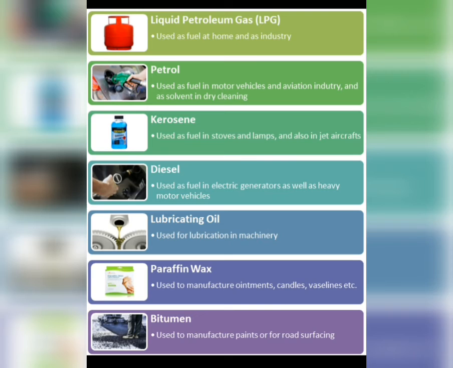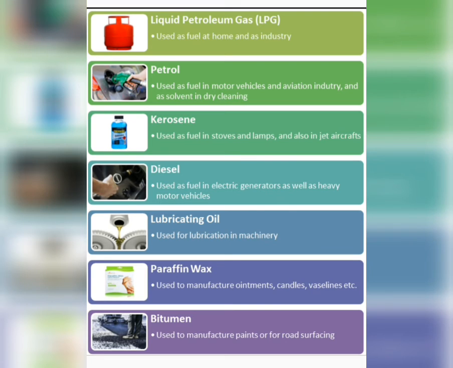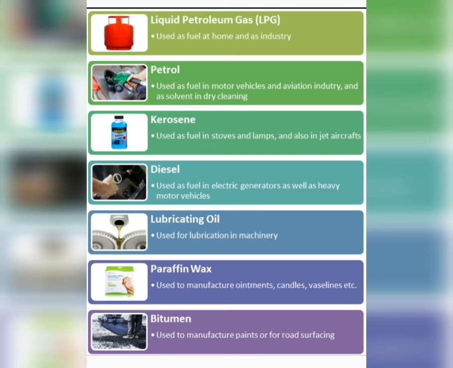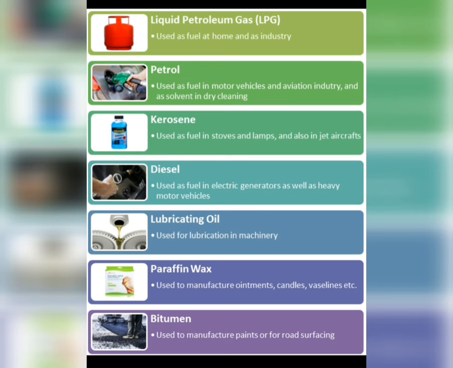Students, as I told you in the previous lecture, coal tar was used for road surfacing, for leveling of the roads. But nowadays, bitumen is used for road surfacing instead of coal tar. And bitumen is also used in making black paints. So these are all the fractions which you obtain from petroleum. And yes, students, fuels like petroleum gas, petrol, kerosene, diesel are also fossil fuels because they are obtained from petroleum, and petroleum is a major fossil fuel, right? So they are also fossil fuels.